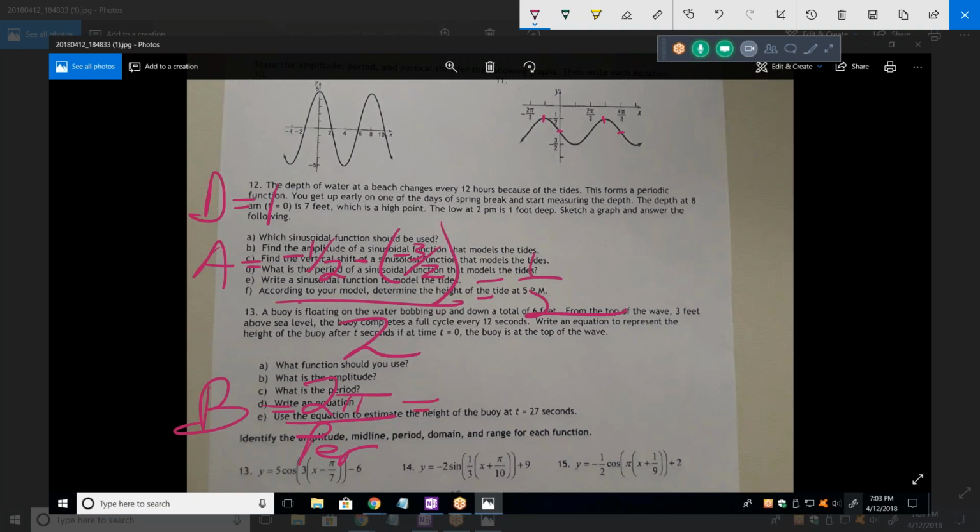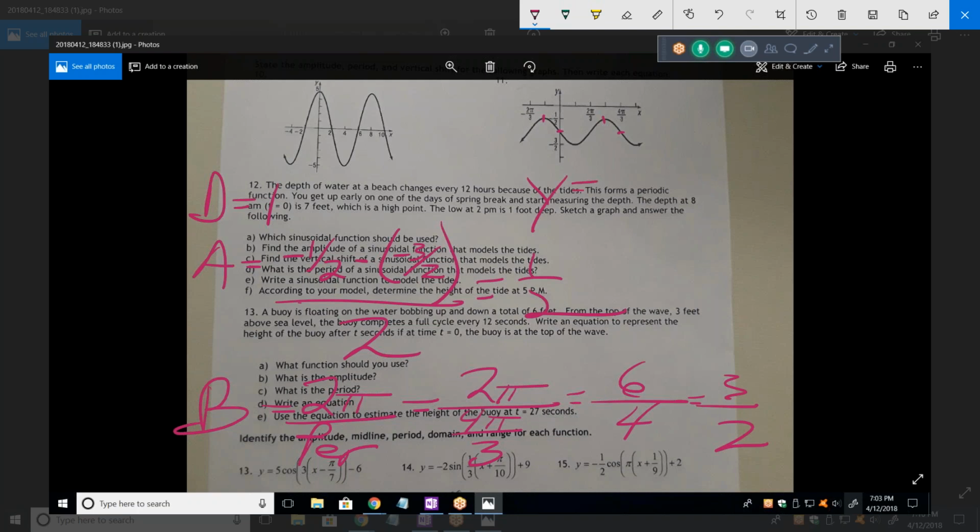So b equals 2 pi divided by 4 pi over 3. You divide by fractions by flipping and multiplying. So that equals 6 over 4, which reduces to 3 over 2. I now have a, b, and d. What is my equation?